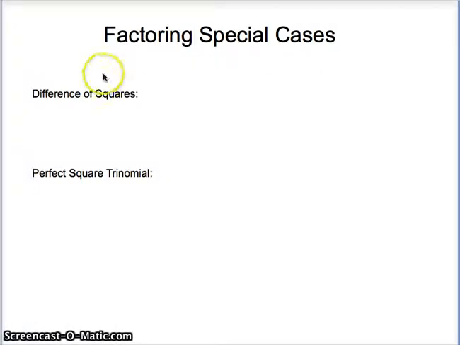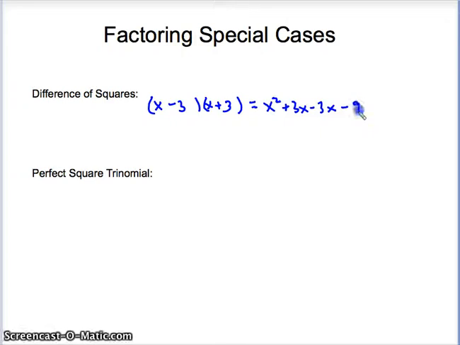The difference of squares. Let me show you what would happen if I were to FOIL something that we're going to factor here in just a moment. If I have x minus 3 times x plus 3, check out what happens. I get x squared plus 3x minus 3x minus 9. If I look at my middle terms, I have 3x minus 3x, so they end up canceling out. I'm left with just x squared minus 9.